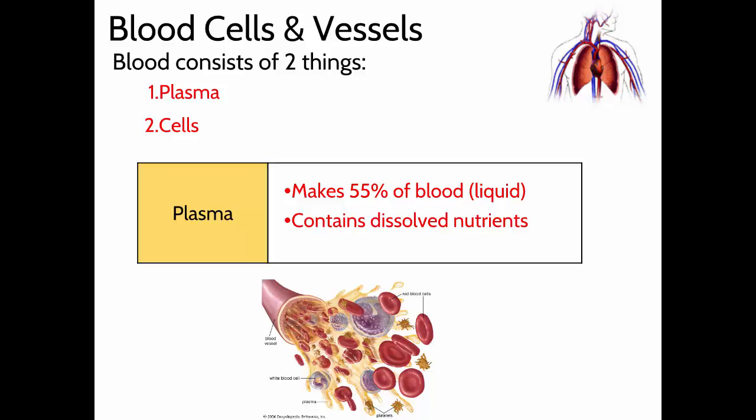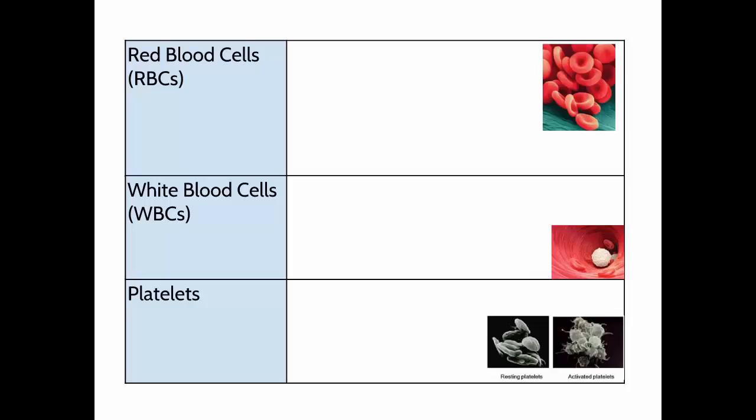The liquid portion of the blood. In there are the dissolved nutrients. And then inside of that plasma, you imagine the plasma is kind of a stream of liquid. In that stream, suspended, floating in it, are a bunch of different things. There's red blood cells, white blood cells, and platelets. And we'll talk about each of those.